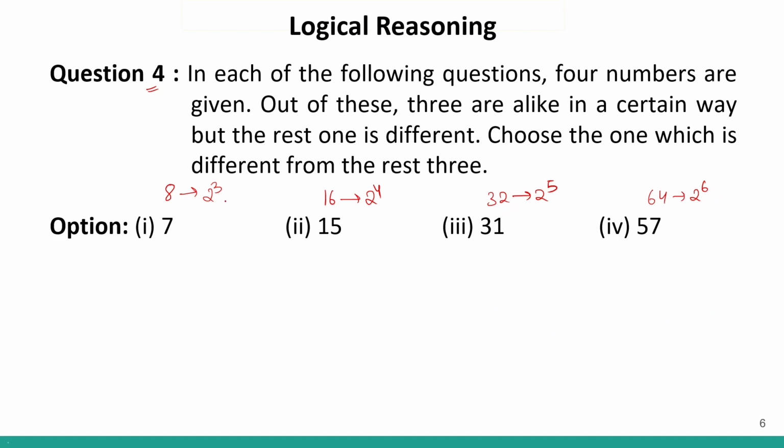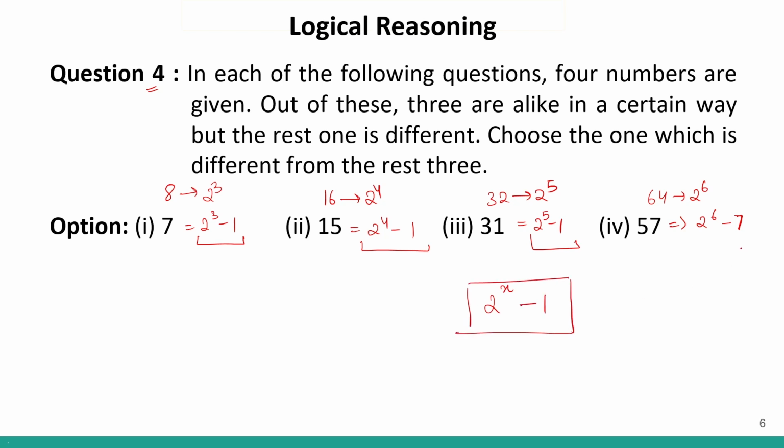So 2's power, if I see, this is basically 2 cube minus 1, correct? And this is basically 2 raised to the power 4 minus 1. This is 2 raised to the power 5 minus 1. But this one is 2 raised to the power 6 minus 7. Upon minus 7, we will get 57. Correct? So over here, this was the logic. That is, we were having 2 raised to the power x minus 1. This was the logic. But over here, we had to do minus 7. Hence, option number 4 is the odd one out. Clear?